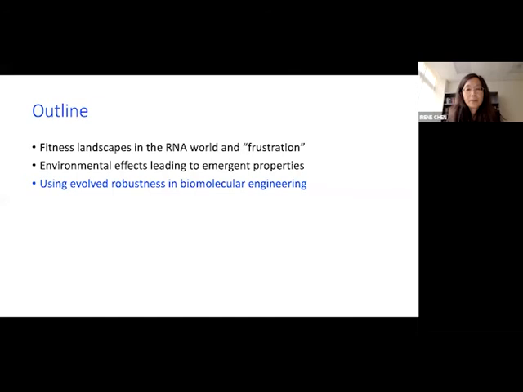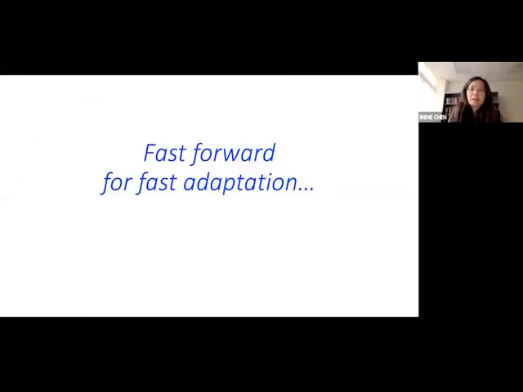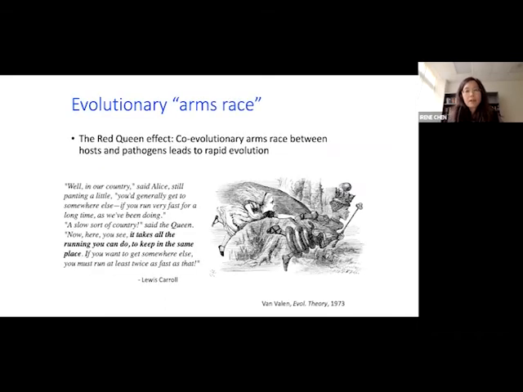Okay, so I'll go ahead. We've been talking about systems for early life and the emergence of life. Now I'd like to fast forward about 4 billion years to a system which has experienced 4 billion years of fast adaptation. And that's the evolutionary arms race between hosts and pathogens. I just want to introduce this idea quickly if you haven't heard of it before.